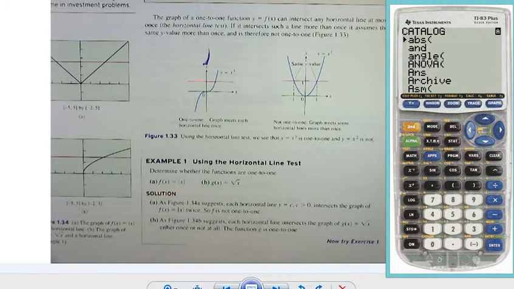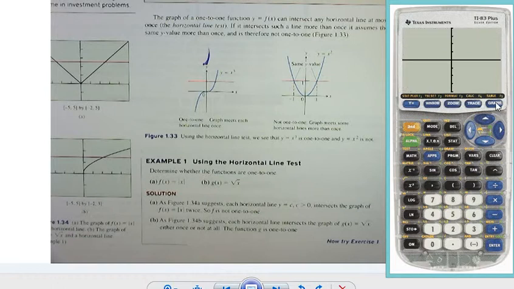When you hit second 0, that brings up the catalog of functions in your calculator, or programs is what I should call them. If you choose the first one, ABS, that's absolute value. So we want the absolute value of x. We're going to graph that. Boom, there it is. Now, let's draw a horizontal line, y equals 1.